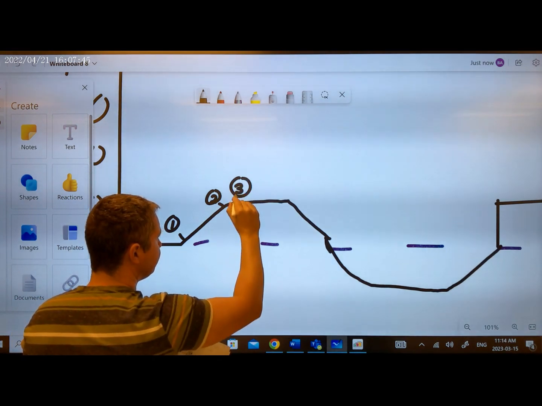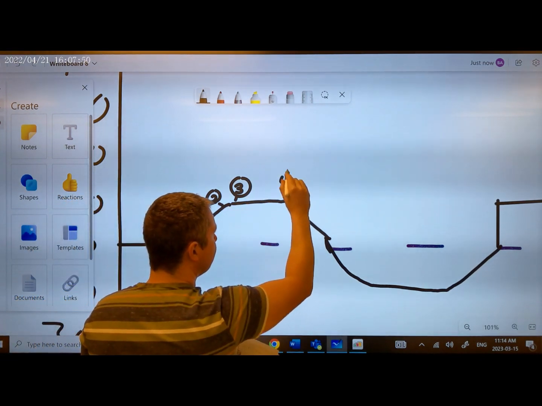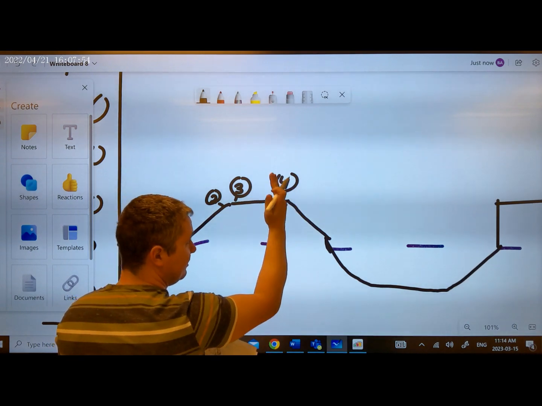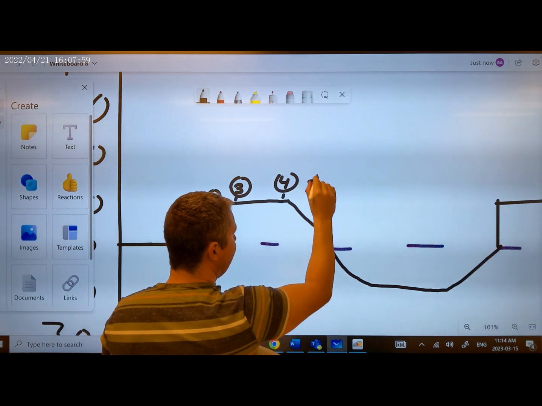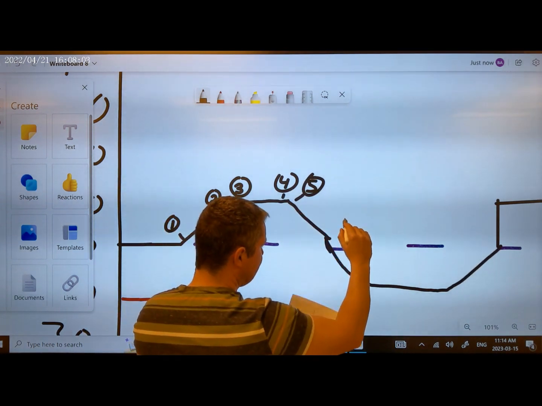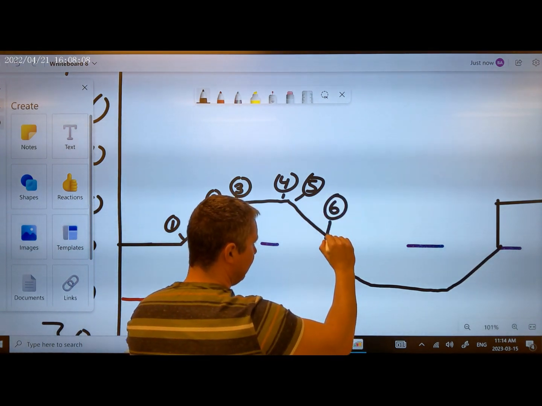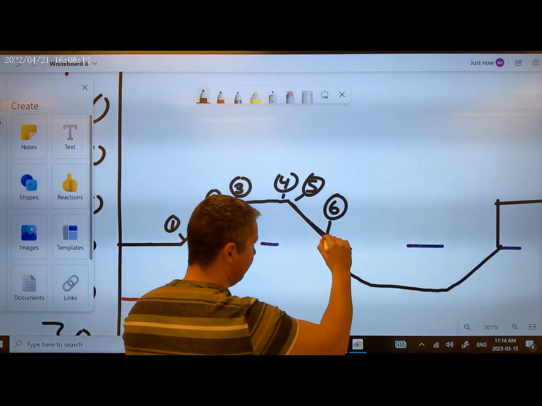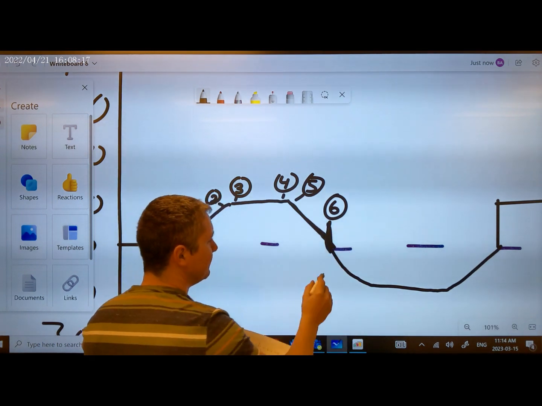0.3 is as soon as it hits the flat. 0.4 is before it's still on the flat, but it's just ending that time, heading towards the ramp. 0.5 as soon as it starts the ramp. 0.6 right at the tip of that. That's supposed to be at 50% right there.